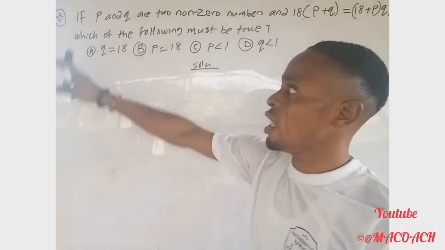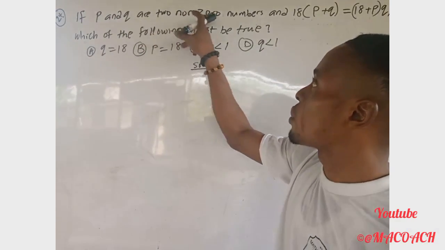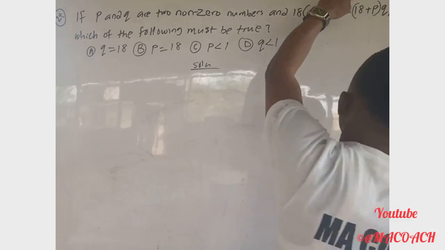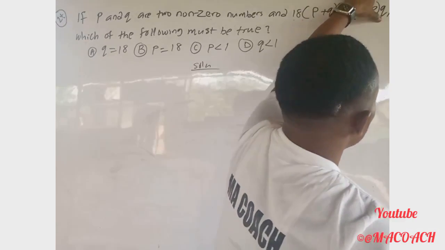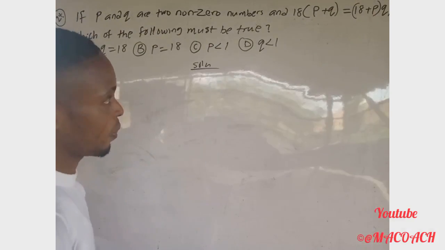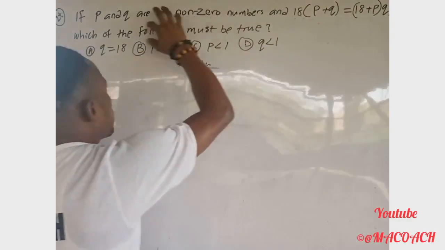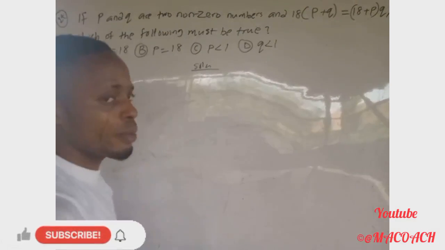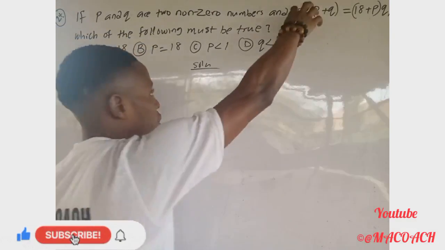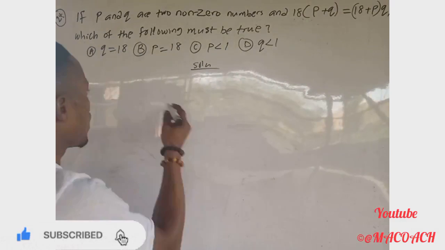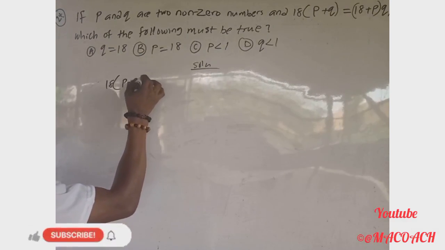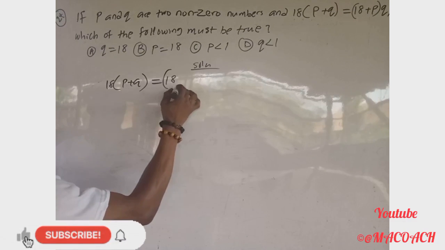We have: if P and Q are two non-zero numbers, and 18 into bracket P plus Q equals 18 plus P close bracket times Q, which of the following must be true? We're given this expression, and they ask which of these must be true. So how do we solve this question? The first thing is, this question is very simple. You write out the expression we're given. So we have 18 into bracket P plus Q, close bracket, equal to 18 open bracket plus.